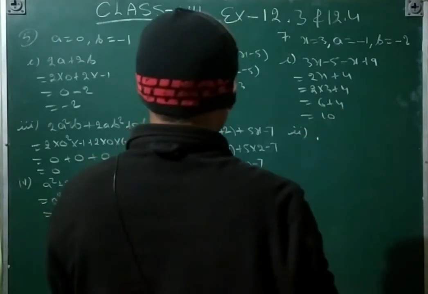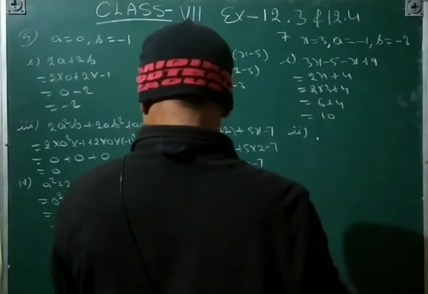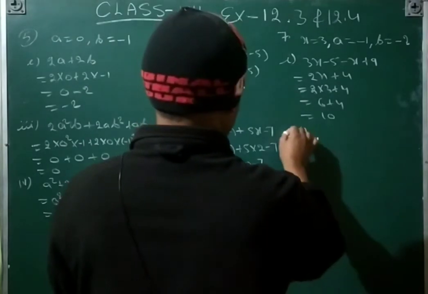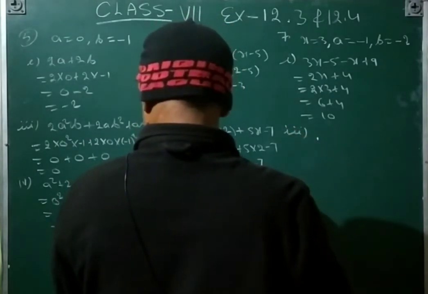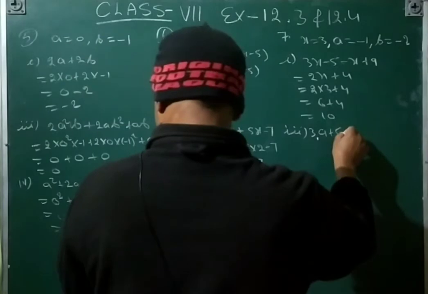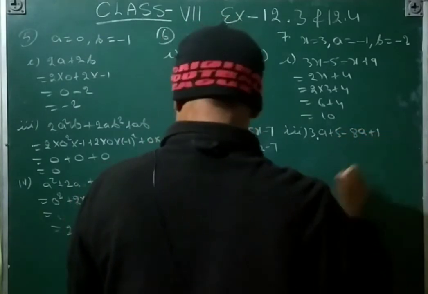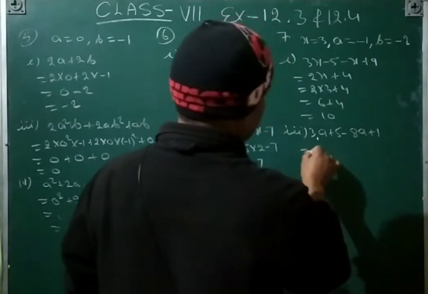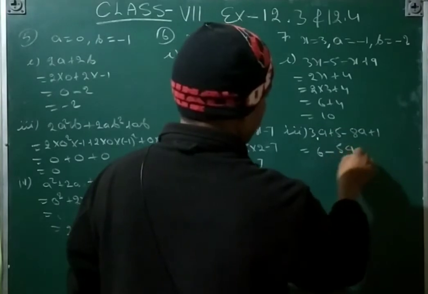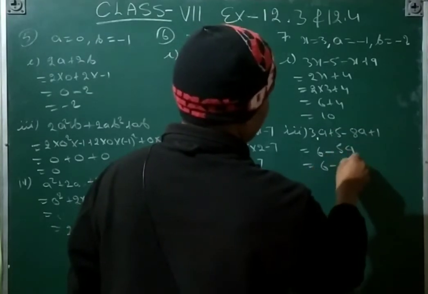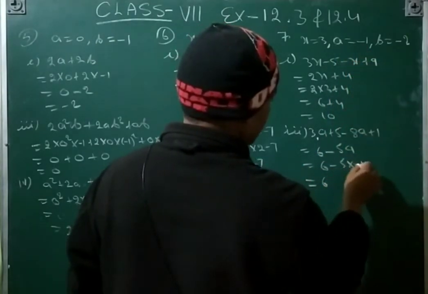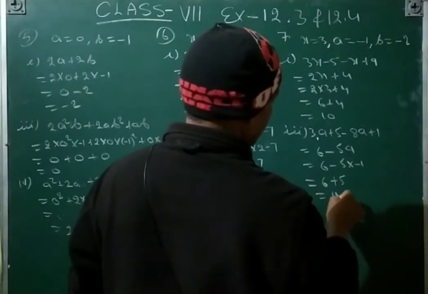Second part, you can do that, no problem. Third part, see that third part: 3a plus 5 minus 8a plus 1. So 5 plus 1 is 6, minus 8 less 3 is 5a. So that is 6 minus 5 into minus 1. The value of a is that. So 6 minus minus, plus 5, 1 five is 5, is equal to 11.